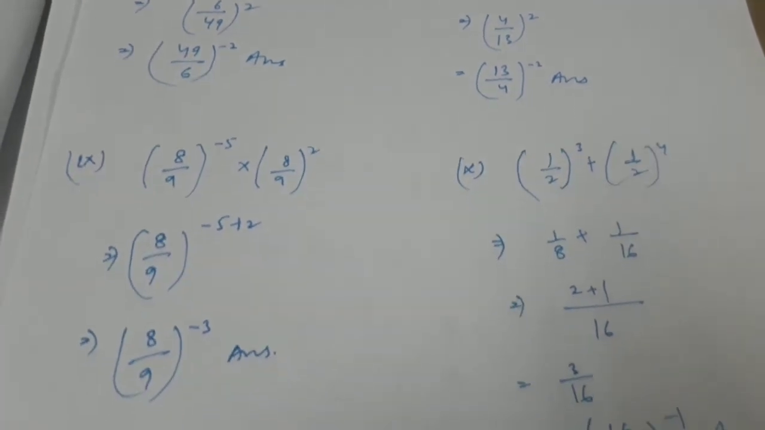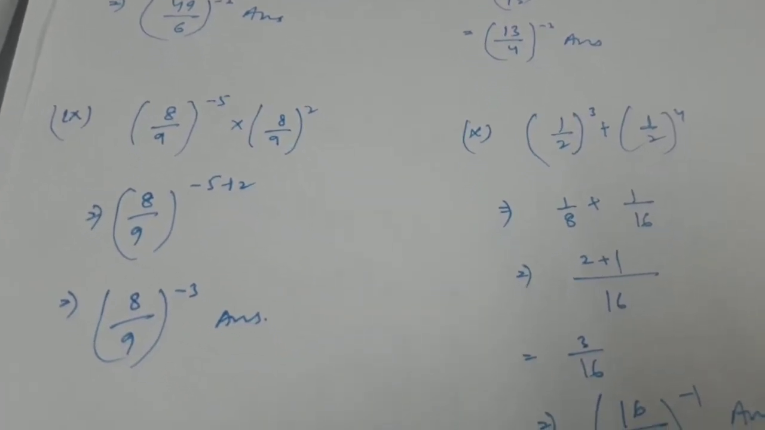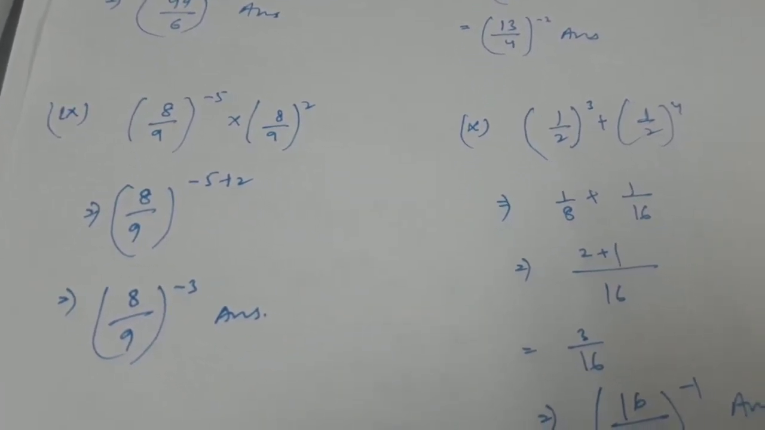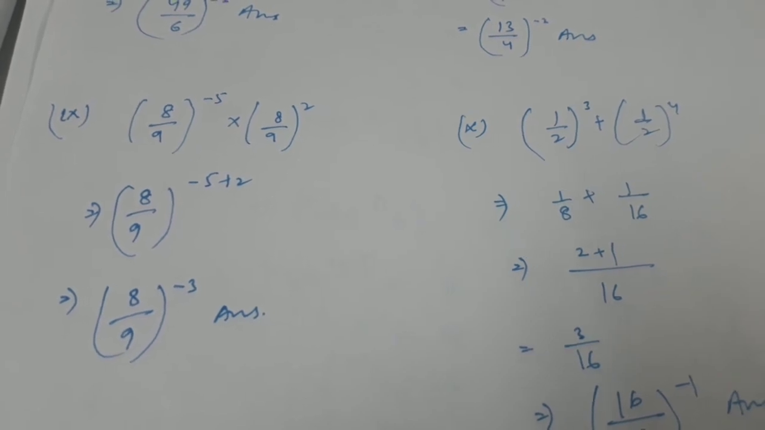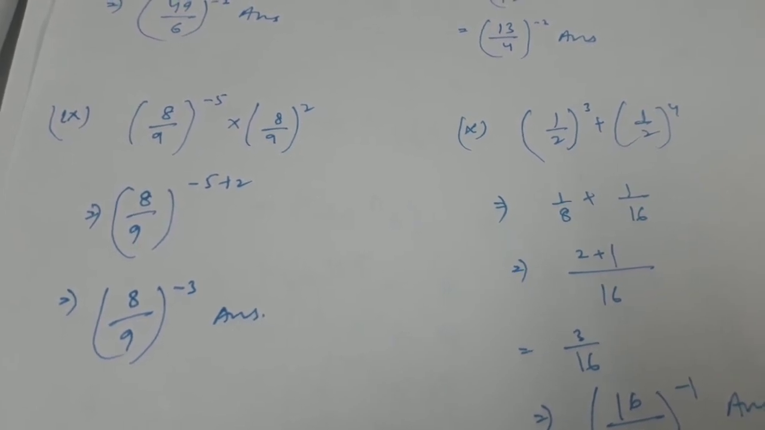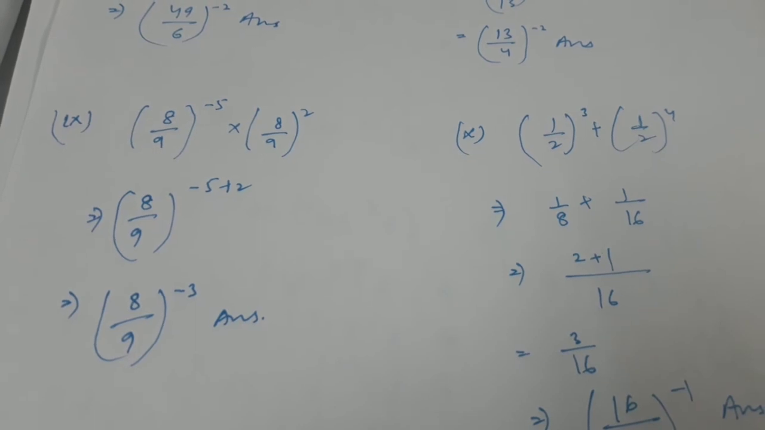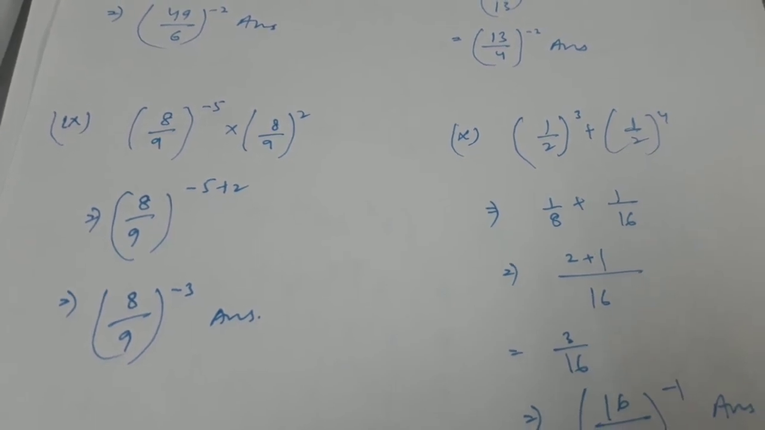In part 9, 8 by 9 raised to the power minus 5 into 8 by 9 raised to the power 2. So 8 by 9 raised to the power minus 5 plus 2, which would be equal to 8 by 9 raised to the power minus 3.